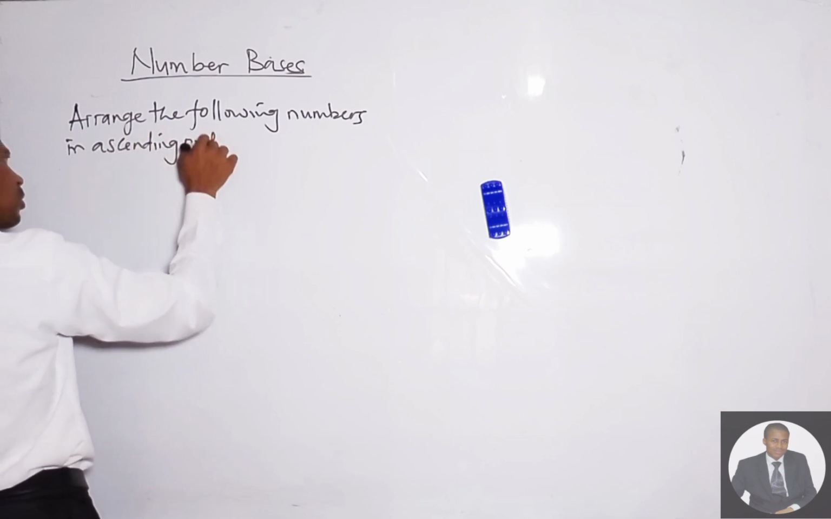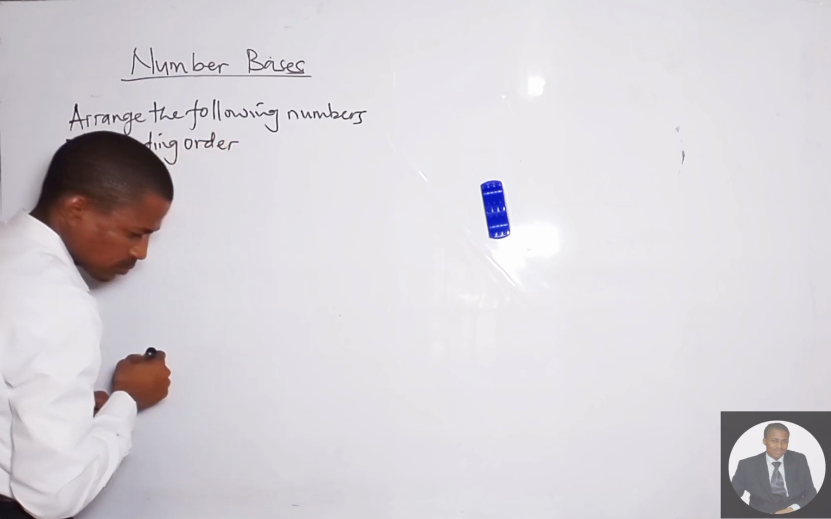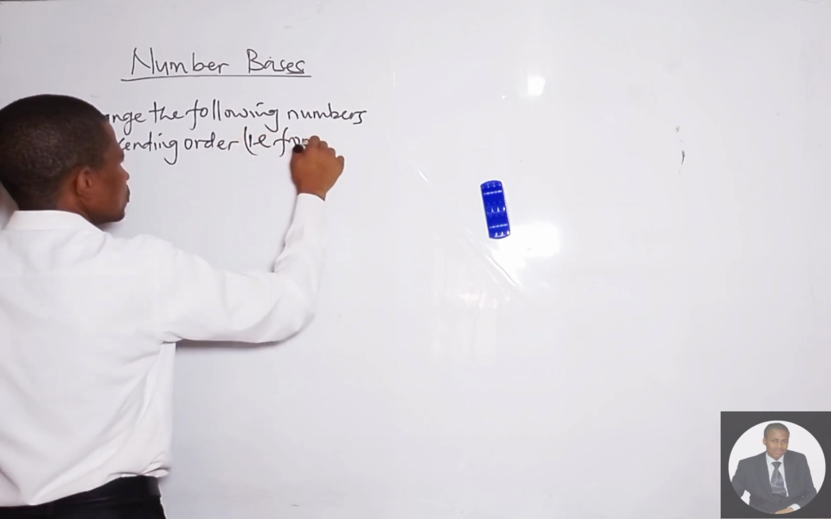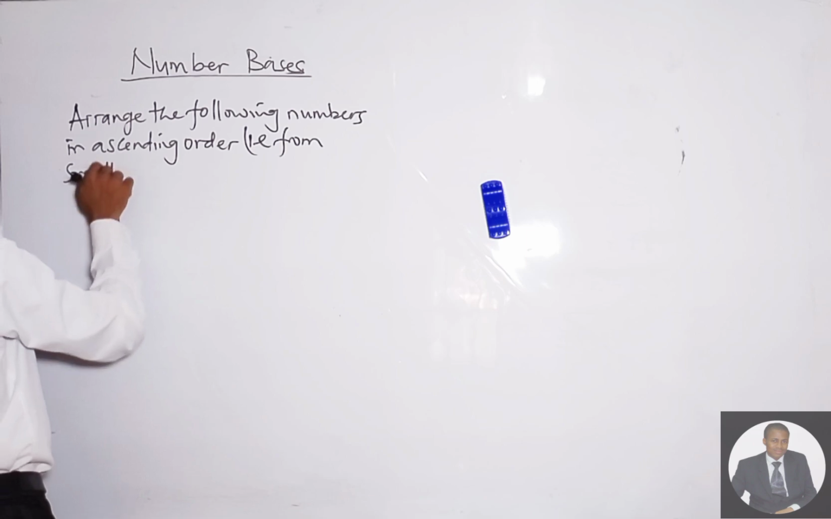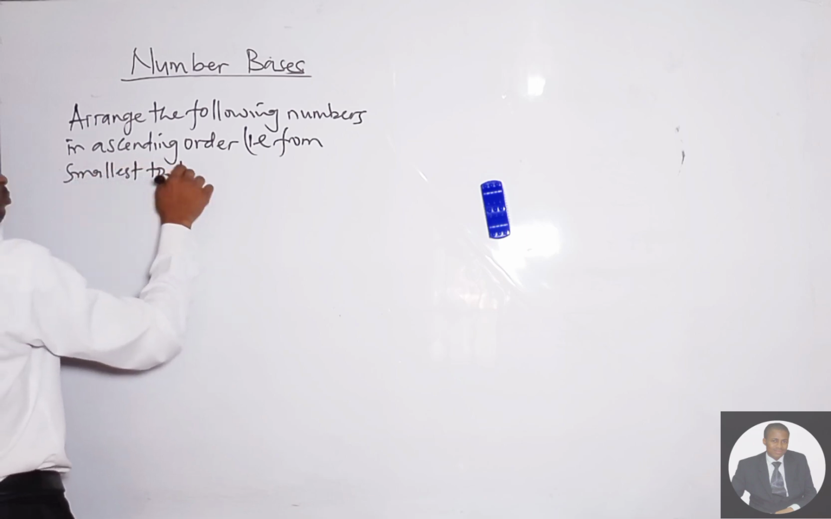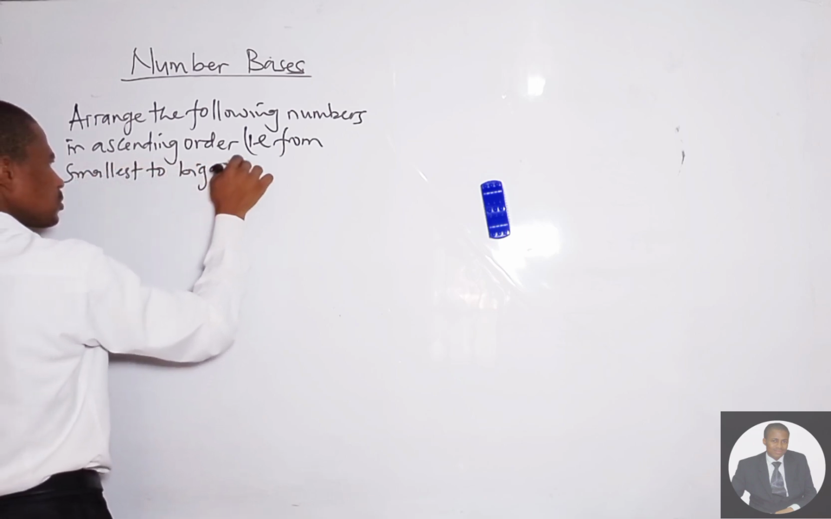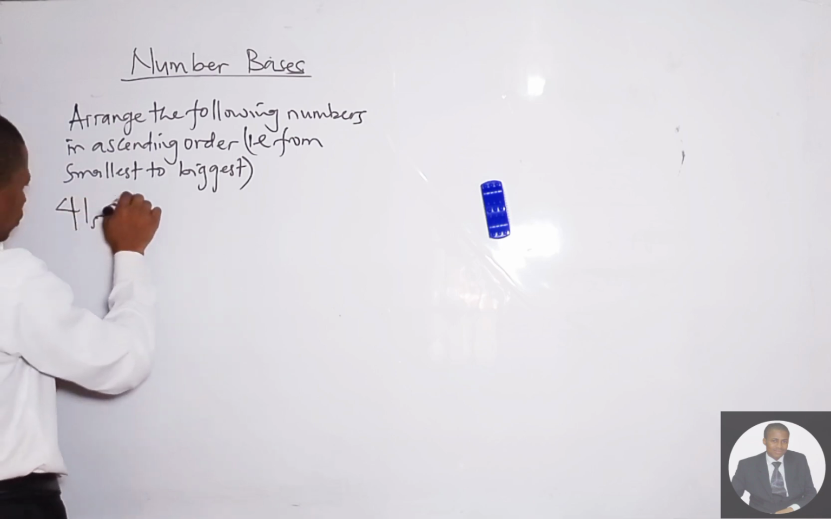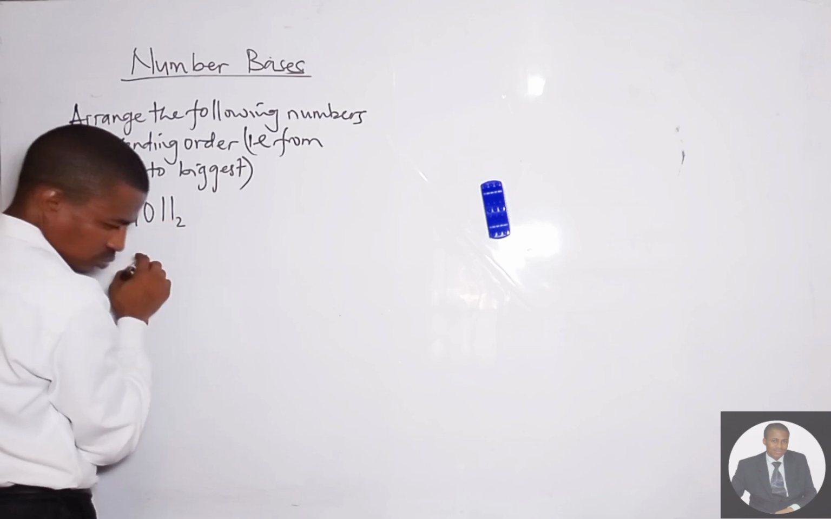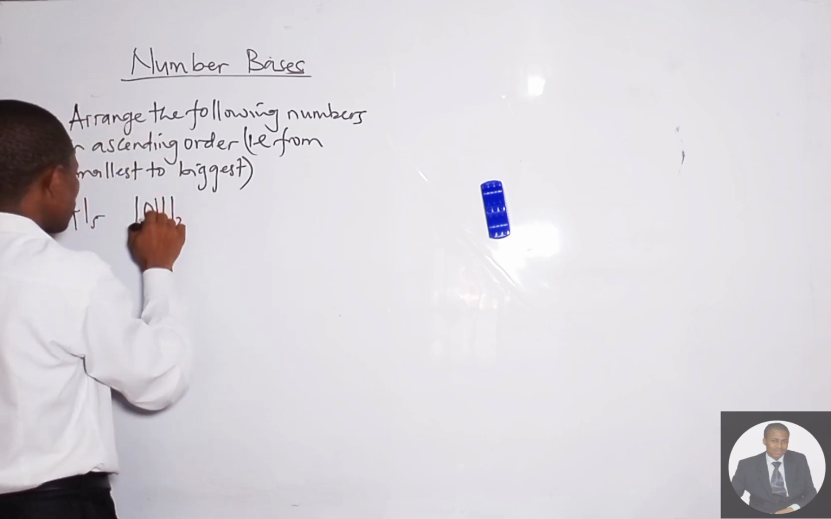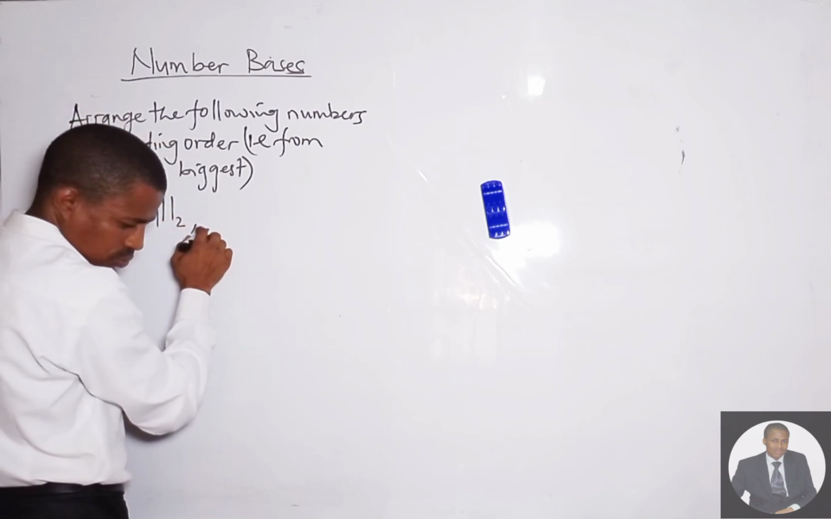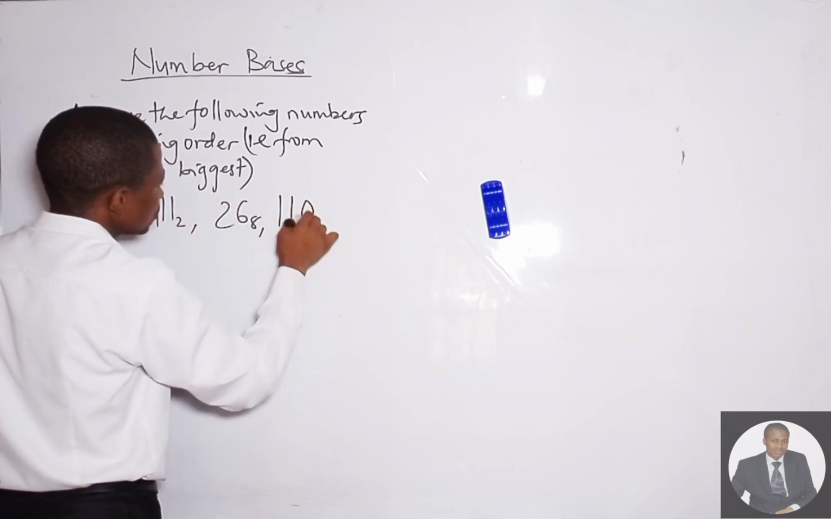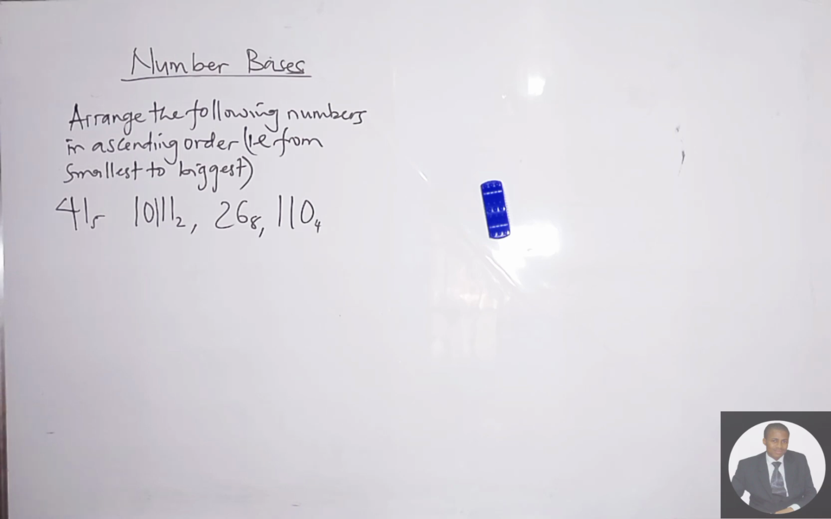Arrange the following in ascending order, that is, from smallest to biggest. We have 41 base 5, 1011 base 2, 111 base 2, 26 base 8, and 110 base 4. How do we arrange all this in ascending order?